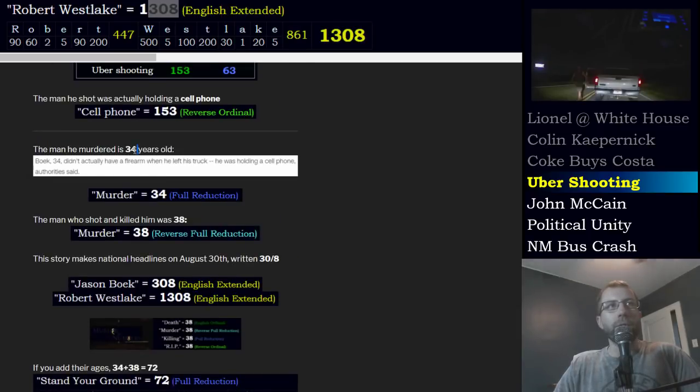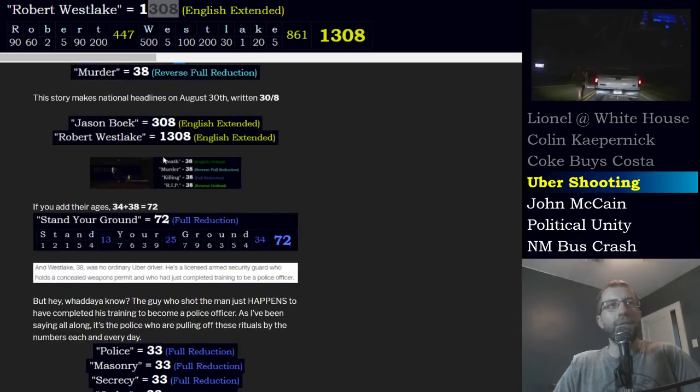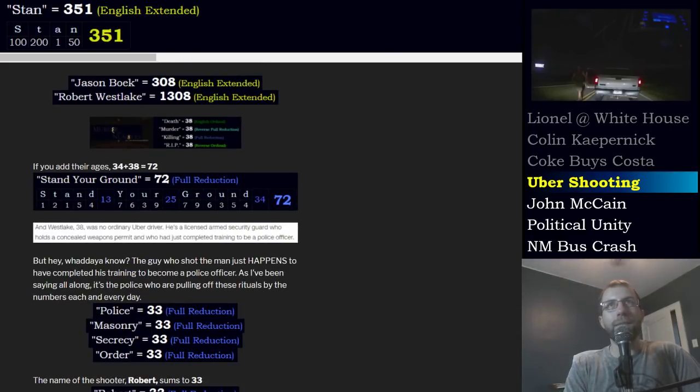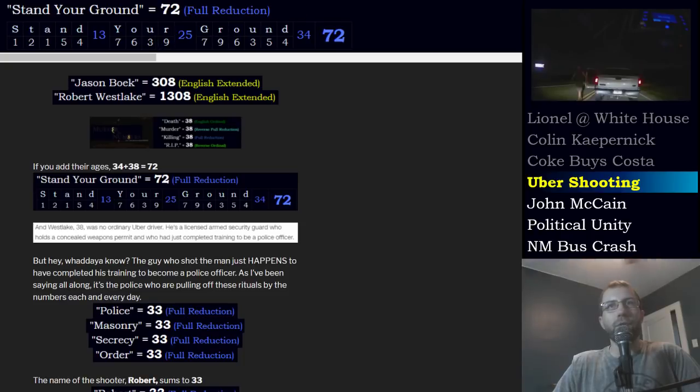So you got this 34-year-old, you got a 38-year-old. If you add those two ages together, you get 72. Stand your ground equals 72 in reduction. And just in case you're wondering, hey, how can this be a Masonic ritual? It's just two random guys, right? Well, don't gloss over this highly important detail. Westlake, the man who committed the shooting, he's a licensed armed security guard who holds a concealed weapons permit and just completed training to be a police officer. Let me guess. Just another coincidence, right?